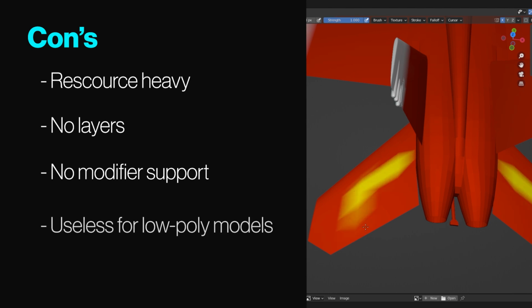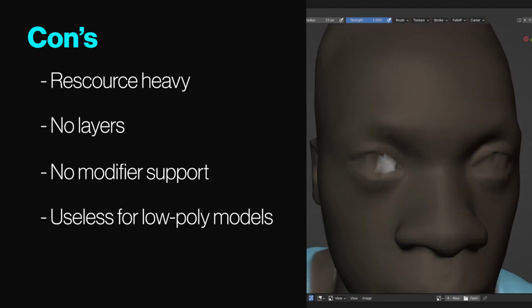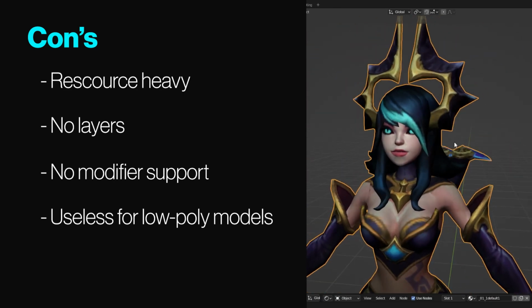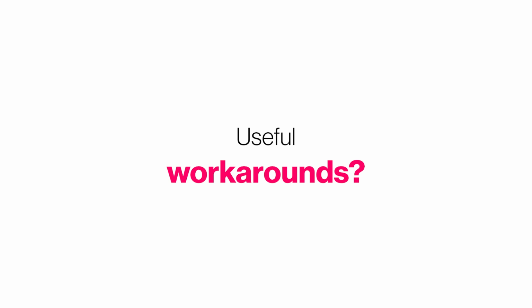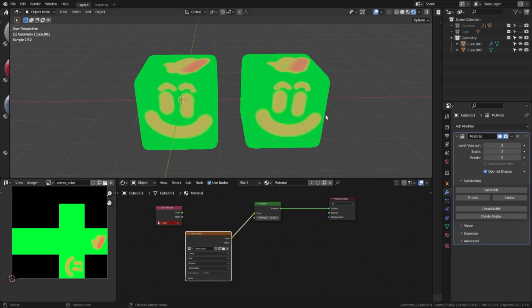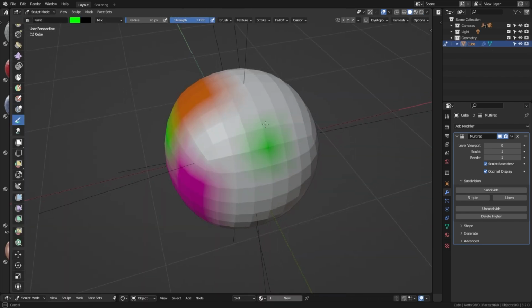And it's also quite useless, of course, for low poly models, because it requires a lot of geometry to add more detail. So if you want to add more detail to your low poly models, you should probably stick to texture painting. But there are some workarounds that we can use to alleviate the problems that we have with the system. First of all, the lacking modifier support.